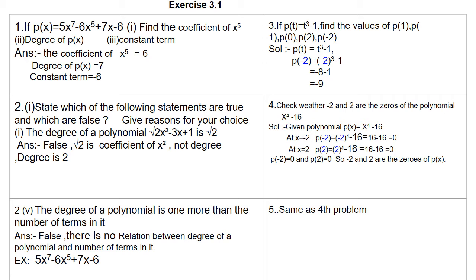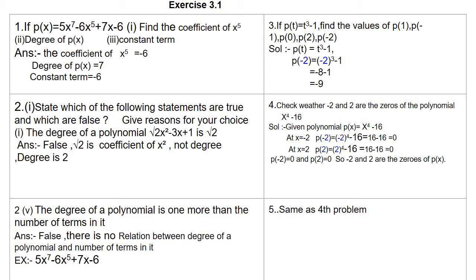And the highest exponent of the variable involved in this polynomial is 7. So, the highest exponent is 7. Therefore, the degree of the polynomial is 7. The constant term is minus 6. Now we are going to the second problem here. In this second problem, some statements are given. State which are true and which are false, and give reasons for your choice.